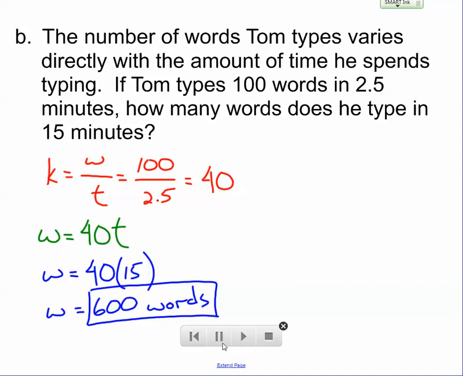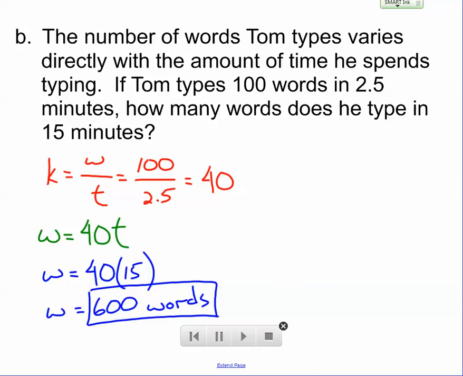Again, this could be solved with a proportion. We could do something like 100 over 2.5 equals x over 15. And we could solve this using a ratio table. I want you guys to try writing this equation. Okay? Sometimes I might only ask you for the equation. W equals 40t. And last one for today.